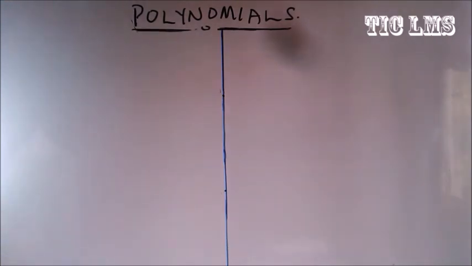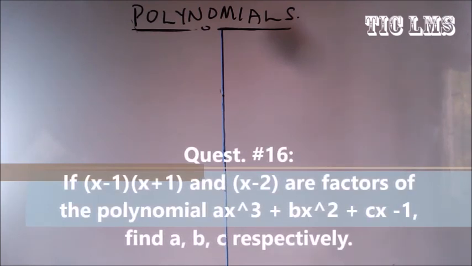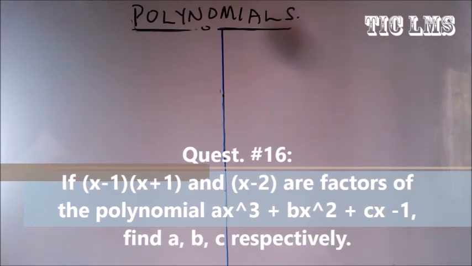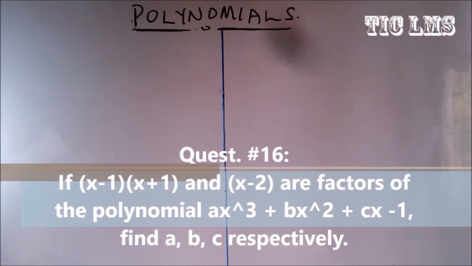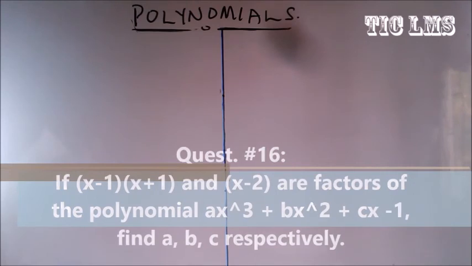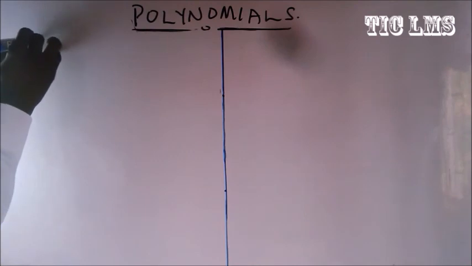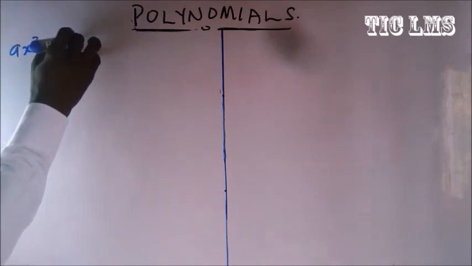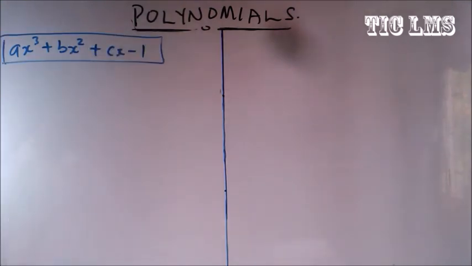The next question, which says, if x minus 1 in brackets, x plus 1 in brackets, and x minus 2 in brackets are factors of the polynomial ax cubed plus bx squared plus cx minus 1, find a, b, and c respectively. We have a polynomial which is ax cubed plus bx squared plus cx minus 1. We're given the factors and we are to find the values of a, b, and c. So here's how we go about it.